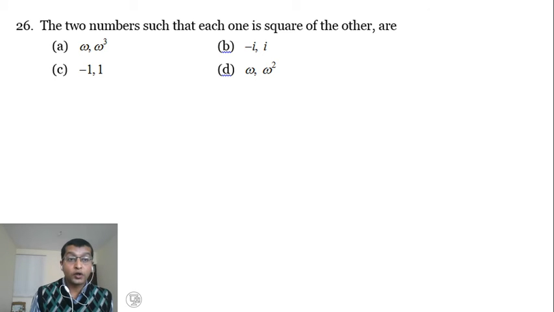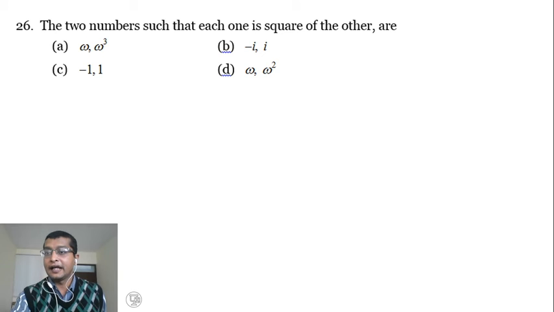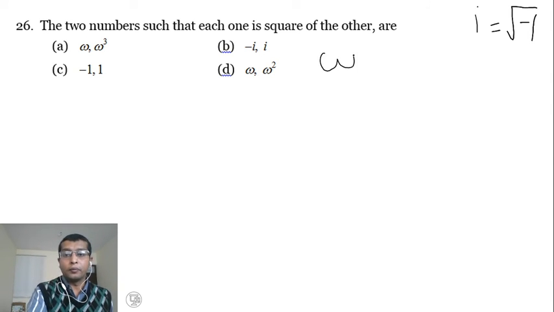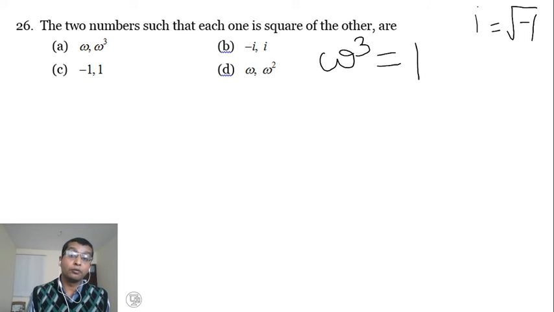Example number 26. The two numbers are such that each one is a square of the other. So you have studied i equals root of minus 1. Similarly, we have omega cube, which is called the cube root of unity. Omega cube equals 1 here.